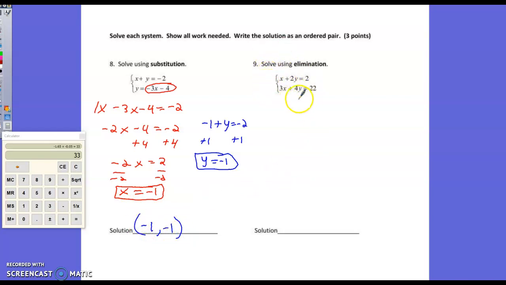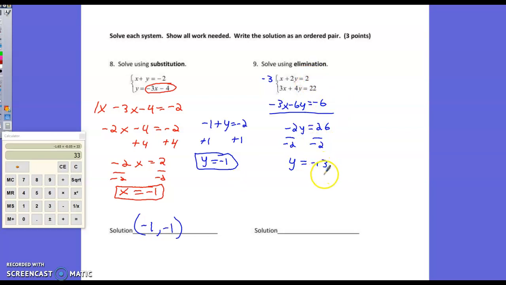Over here, elimination, get one of them to cancel out. Let's multiply everything by negative 3. That'll get the 3s to cancel out. So negative 3x minus 6y equals negative 6. Now we combine these two. 3 minus 3 is 0. 4 minus 6 is negative 2y. 22 take away 6. That's going to give us 26. We divide by negative 2. Y equals negative 13. Then we have to go back through and plug that into our original equation.